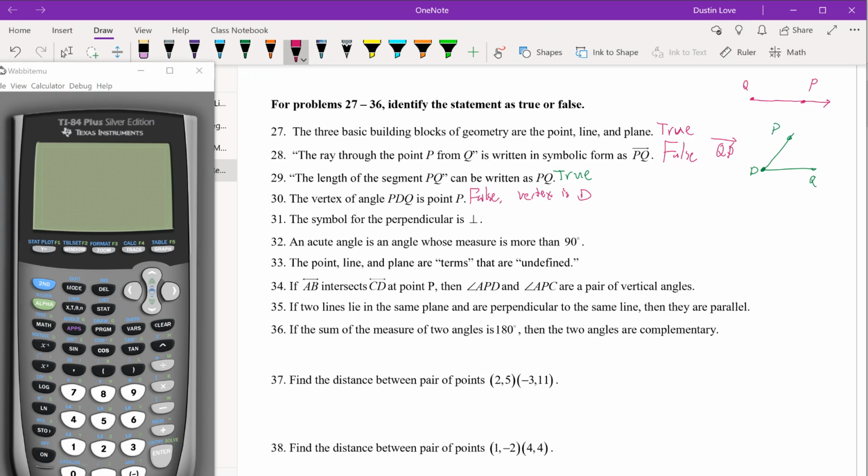All right, number 31. The symbol for perpendicular is the upside down capital T. Yes, that is true. An acute angle is an angle whose measure is more than 90 degrees. That "more than" is what kills us here, and that makes it false because it should actually be less than 90.